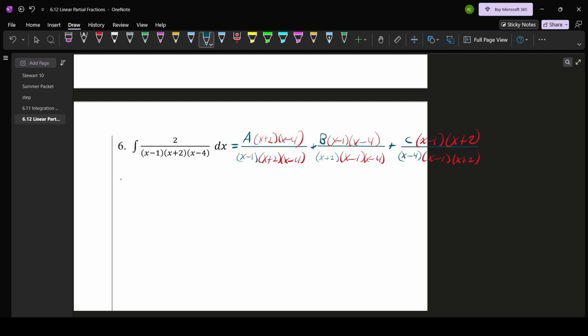So let's first let x equal 1. So that's going to give us 2 equals a times 1 plus 2 times 1 minus 4. And if you notice, the b and the c will cancel out because when we plug in x equals 1, this entire numerator becomes 0 and this entire numerator becomes 0. So we can just work from here.